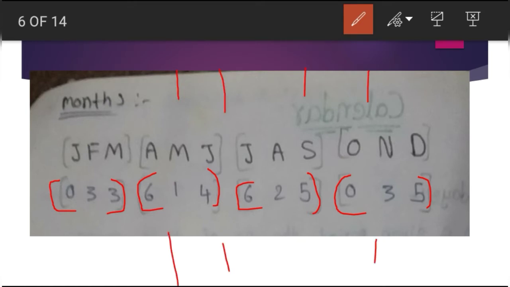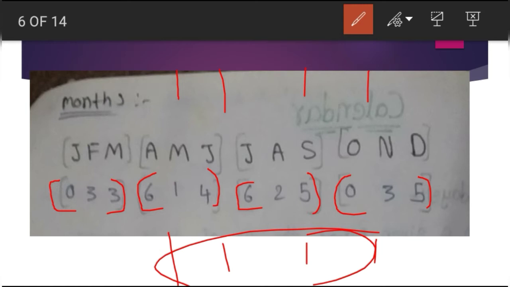Now how to remember these values? Take all the values into 3 sets. The first set is 033, the last set is 035, and in the middle 614, 625. Remember like this: 033, 035, 614, 625. If you remember like this, then you can find the value easily.